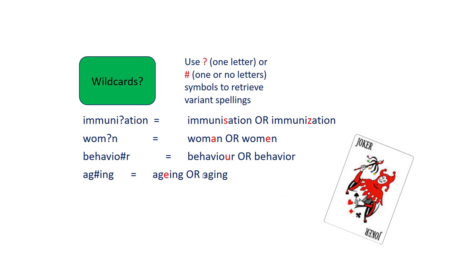Wildcards work within a word to get variations. A typical one is S or Z, woman or women, etc. So it could be an A or an E, an S or a Z. Use the hash symbol for one or no letters in EBSCO databases. So the O hash will retrieve either OU or O with no letters, and aging, no letters, or E.